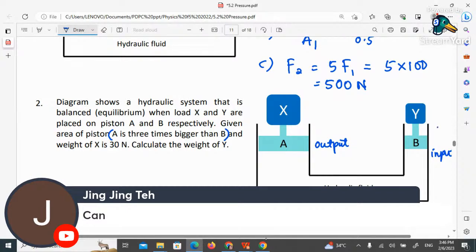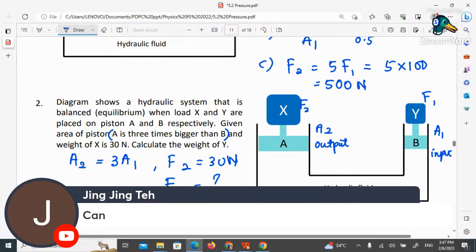So normally for the input we put A1, output A2. F1, F2. So that means A2 equals 3 times A1. The weight of X, F2, is 30 Newton. So what is Y? F2 is 30 Newton. What is F1?